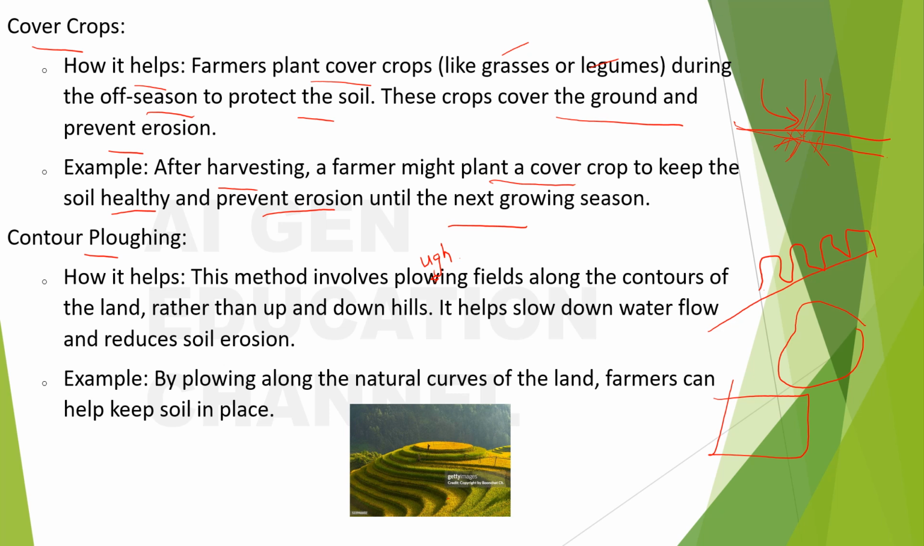So this method involves plowing fields along the contours of the land. It means the natural differences that are present in the land, rather than up and down the hills. When it is up and down the hills, what did you call? It's called terracing, right? So when it is almost like a plain land, and we are going with the natural contours, then it is called contour plowing. It helps slow down water flow and reduces soil erosion. This we have explained. The same thing goes here also. Natural curves of the land for the farmers.